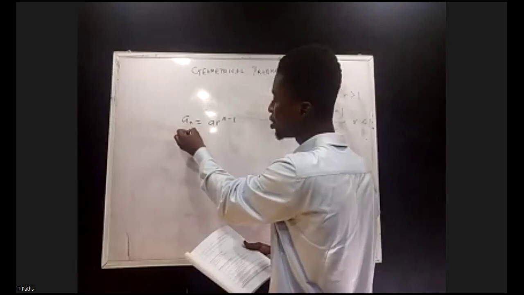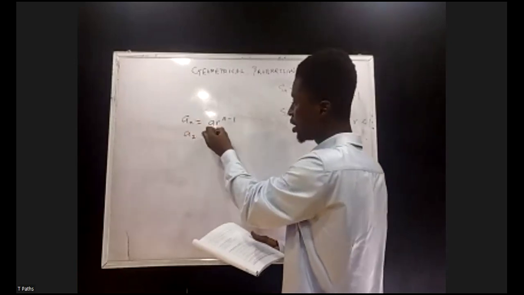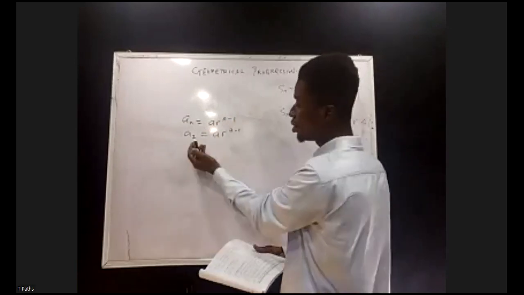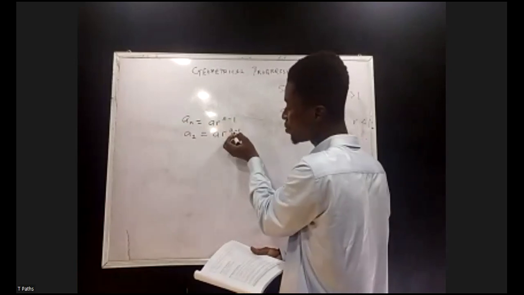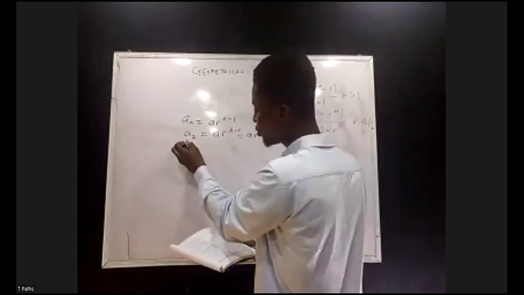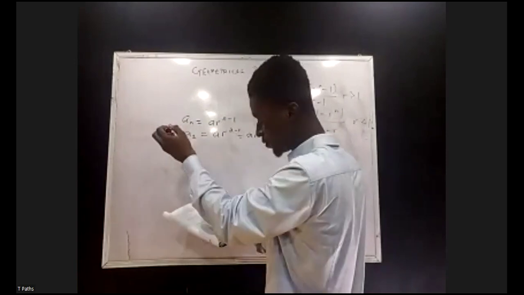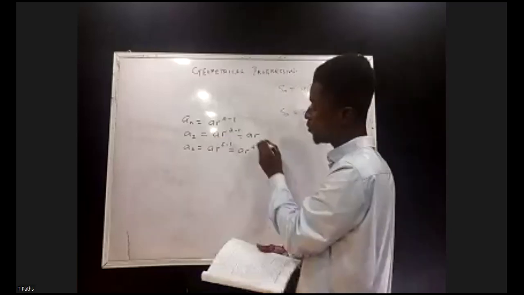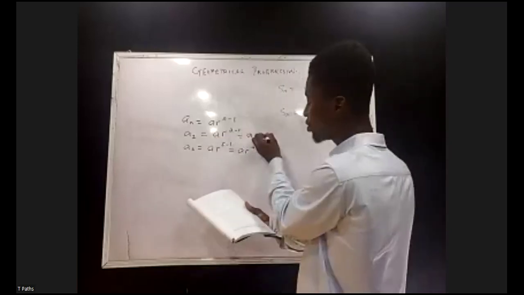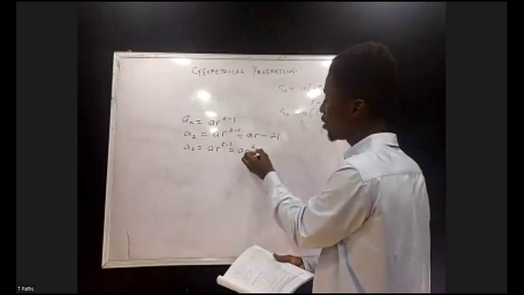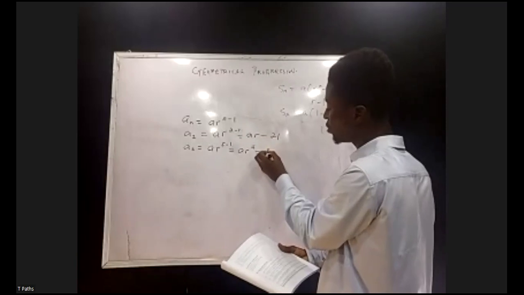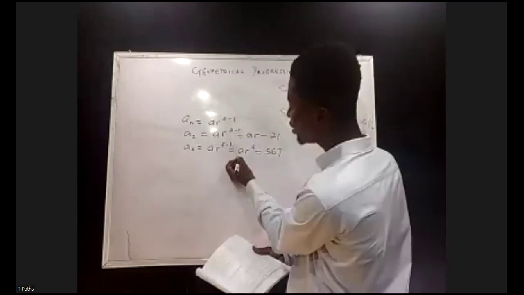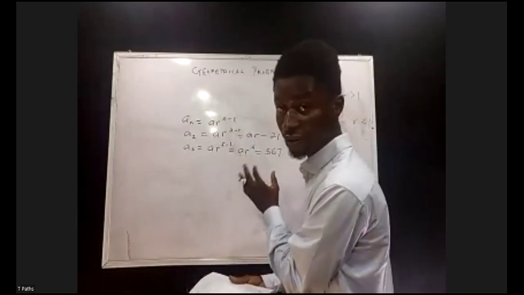So now, in this case, we are told A2 is a r raised to power 2 minus 1. Do you get it now? 2 is your n. So you have r raised to power 2 minus 1, which is a r. Then we are also told the fifth term, which is A5, equals a r raised to power 5 minus 1, which is a r raised to power 4. You get it now? Now we are told the second term is equal to 21, and the fifth term is equal to 567. Now the question asks you, find the first term and the common ratio.